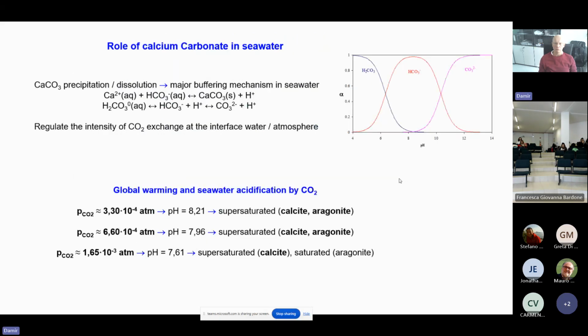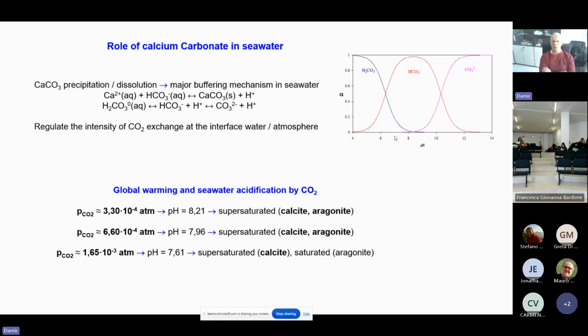Calcium carbonate has an important role in seawater, and certainly the most important is that it is a major buffering mechanism in seawater. During the dissolution of calcium carbonate, there is a shift of equilibrium between bicarbonate and carbonate ions, which can then buffer any input of carbon dioxide into the water. Calcium carbonate actually regulates the intensity of carbon dioxide exchange at the water interface.